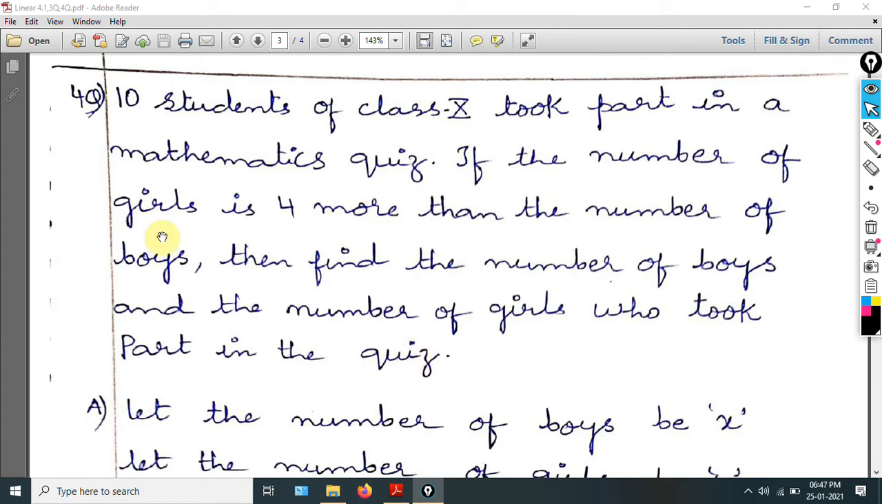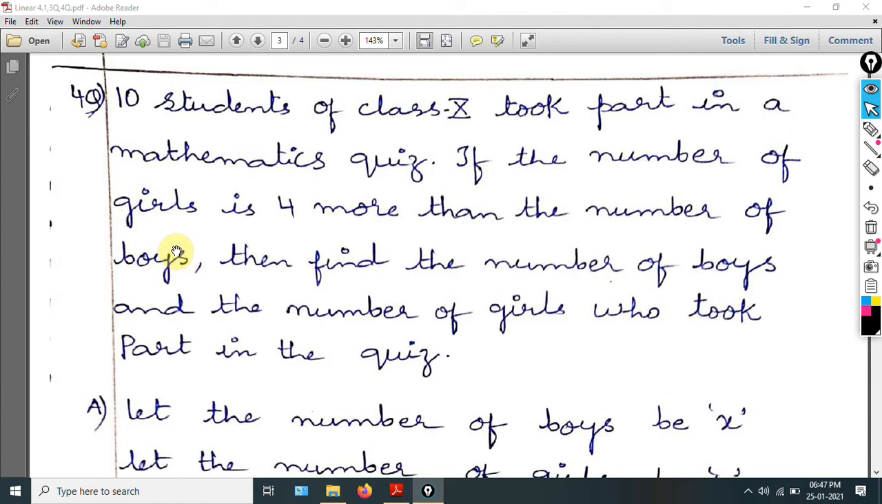So here, what he is saying in this question is that 10 students took part in a quiz. Of which class? 10th class. Of 10th class only 10 students took part in a mathematical quiz. Next, he is not giving the exact number of girls and the number of boys who took part.